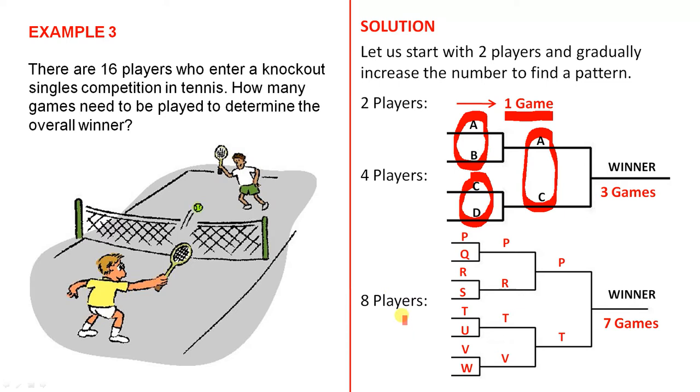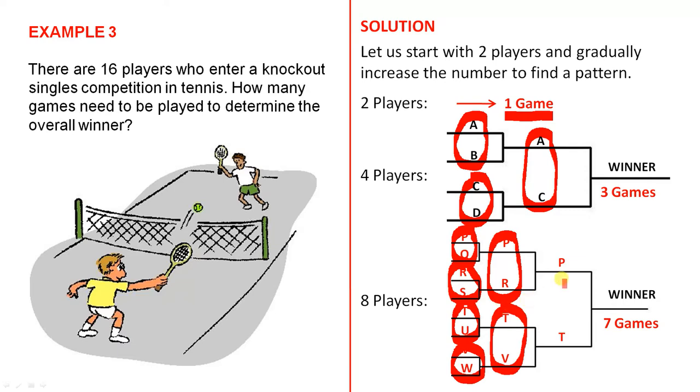Let's see what happens when you have 8 players. Here are the 8 players. P, Q, R, S, T, U, V, W. Let's circle the games. 1, 2, 3, 4. That's the first round. In the second round, 5, 6, and in the final, 7. In other words, if you have 8 players, you play 7 games.